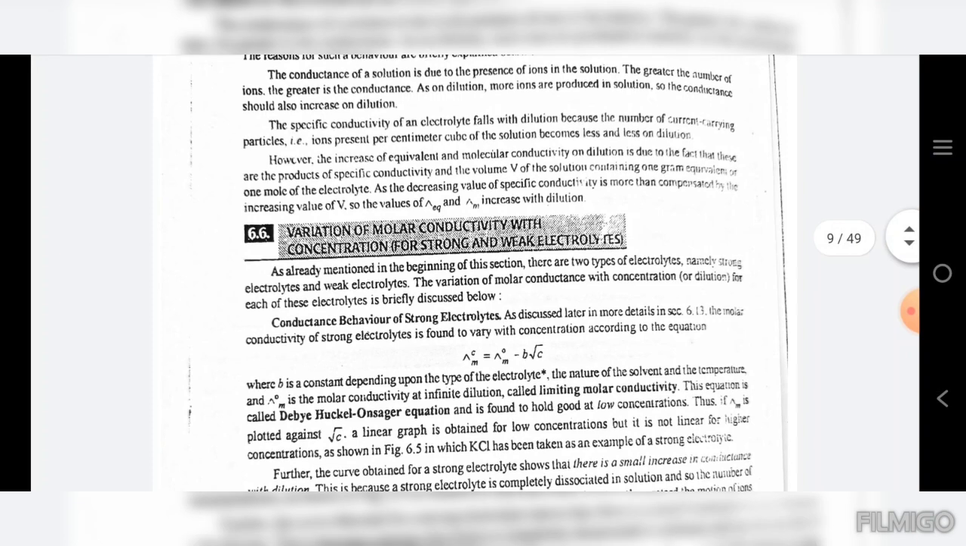The conductance of a solution is due to the presence of ions in the solution. The greater the number of ions, the greater is the conductance. On dilution, more ions are produced in solution, so the conductance should also increase on dilution. The specific conductivity of an electrolyte falls with dilution because the number of current carrying particles, that is ions present per cubic centimeter of the solution, become less and less on dilution.